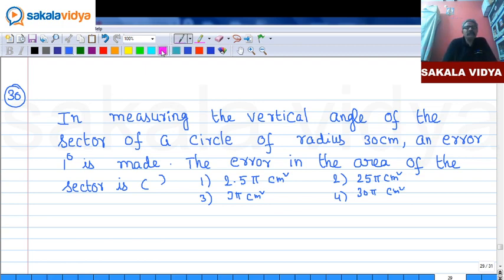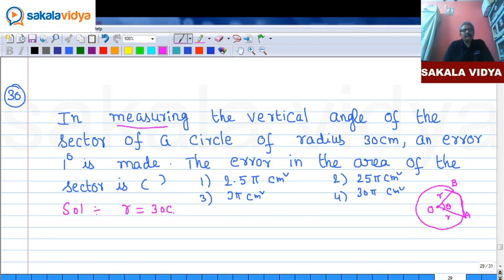Okay, now the measuring the vertical angle of the sector of a circle. This is a circle. For example, say A, B, O is the center of the circle, say theta. This is called sector AOB. An error of 1 degree is made. Understood now? Radius R, and area of the sector you need to find out. So, what is given here? R is equal to 30 centimeters.